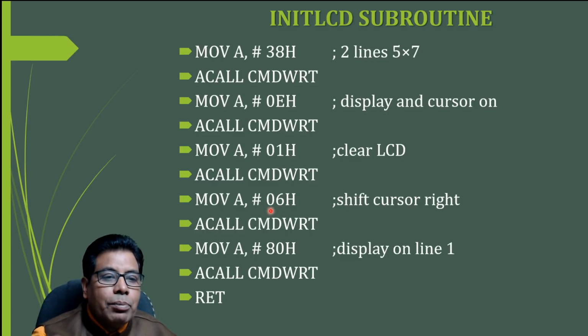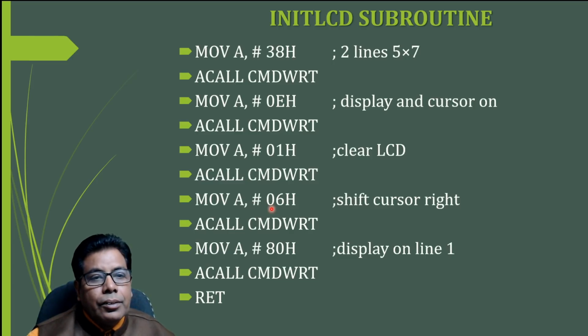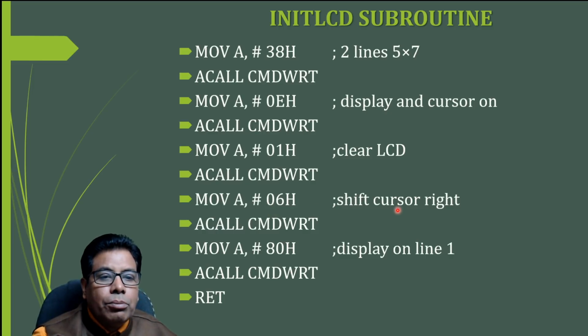So when we are displaying the character, at that time we'll have to shift the next character to the right. So H, then H E, then H E L L O, like that. That's why you have to shift the cursor right by one position. So for that we have the command 06 hexadecimal. When we call the command write, the cursor will be shifted right by one position.